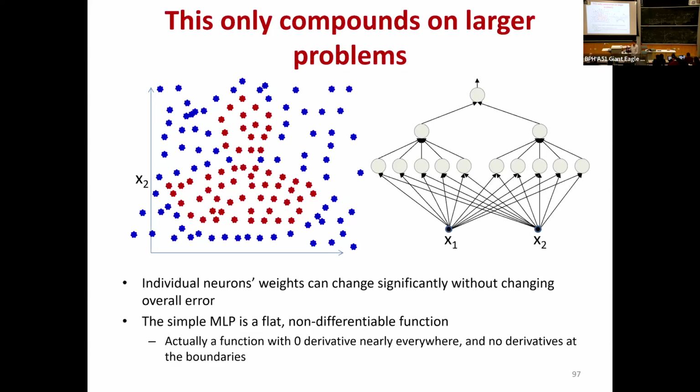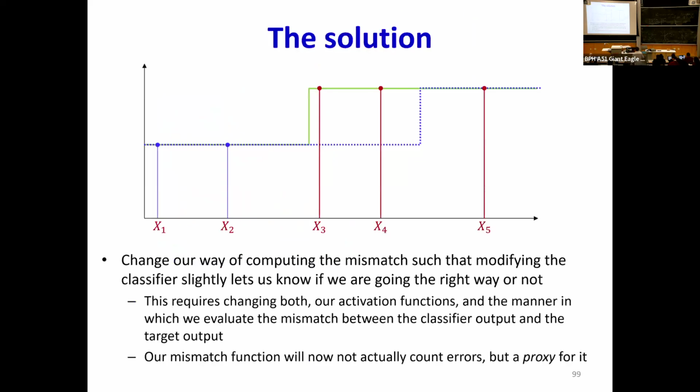So given this, how would we change the problem? Here's what we're going to do. We're going to change our way of computing the mismatch such that modifying the classifier slightly lets us know if you're going in the right direction or not. So here again, if I move the green threshold left or right, it doesn't tell me if my errors are decreasing. So I could move the green threshold a whole lot to the left, and the error would not change. So it doesn't tell me that this is the wrong direction to be going, and I could keep going that way, right?